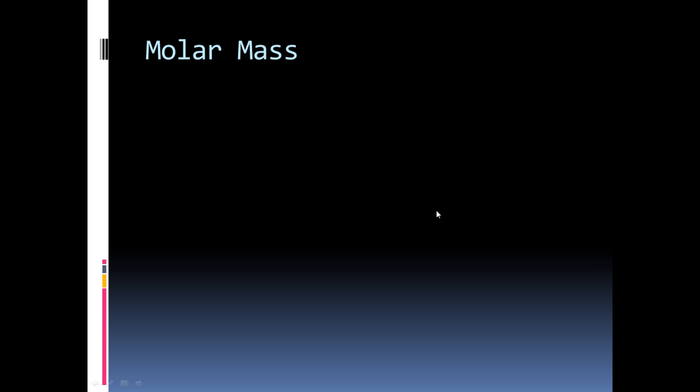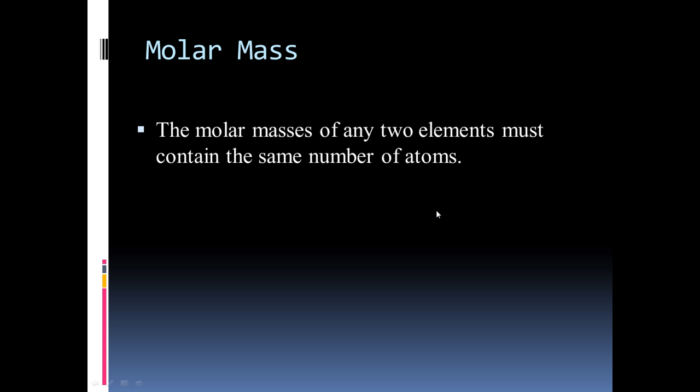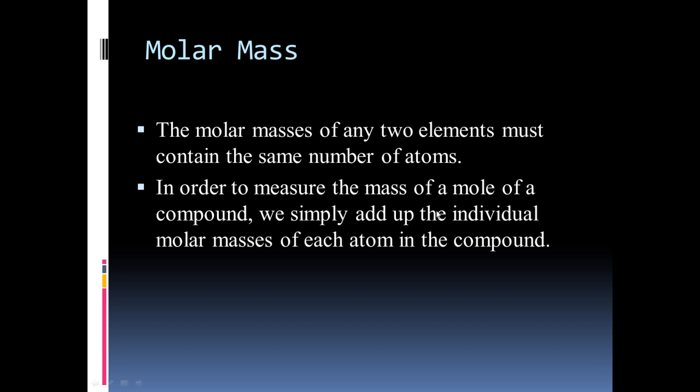So this is building us to this idea of molar mass, coming a little bit closer. So the molar masses of any two elements have to contain the same number of atoms. But that's great. We're not always dealing with atoms, though. Often we are dealing with compounds. And so with chemistry, it's just a simple addition problem. So in order to measure the molar mass of a whole compound, we just add up the individual masses of each atom in the compound.